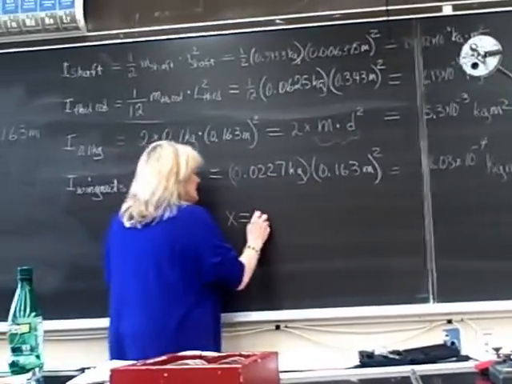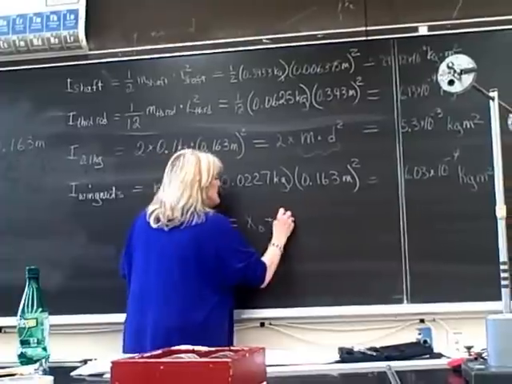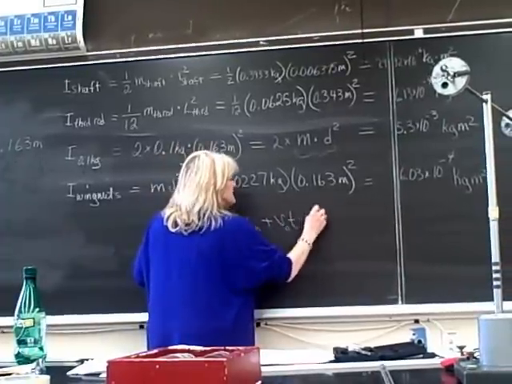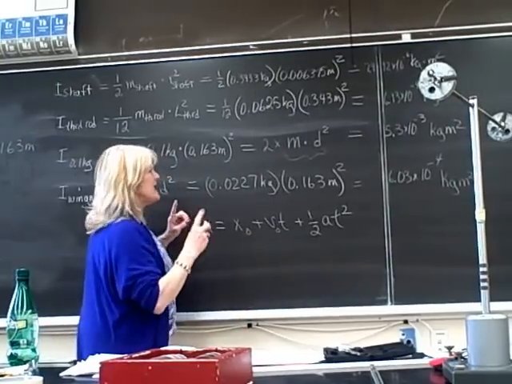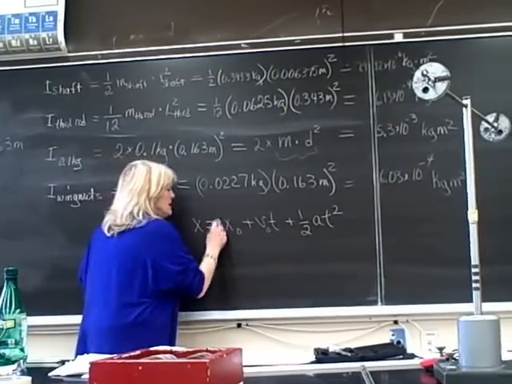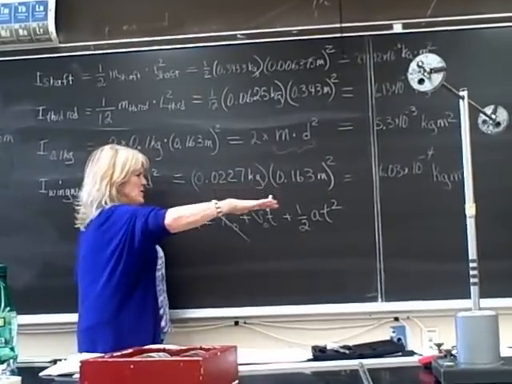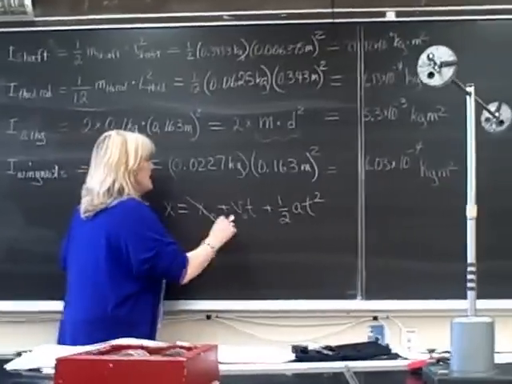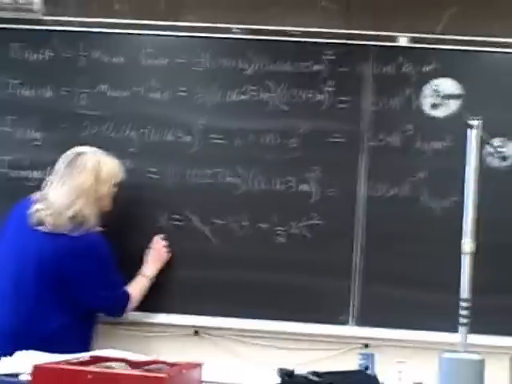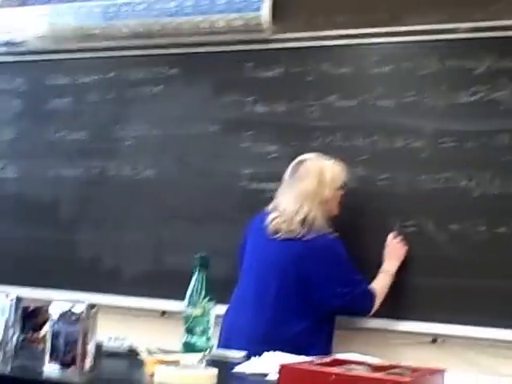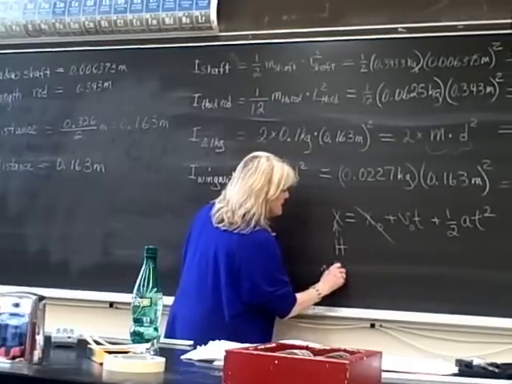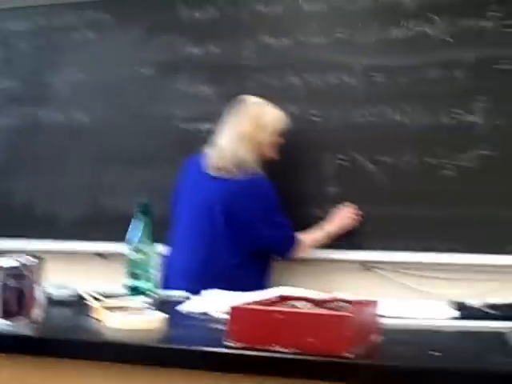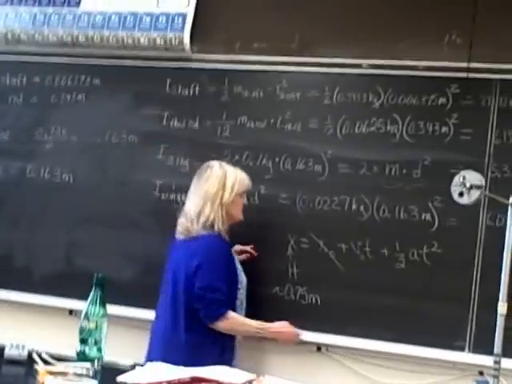x equals x0 plus v0t plus 1/2 at squared. So check it out. If you call the top 0, the top position, then this x becomes h, how high it's going to fall. And for you guys, that's going to be around 0.75 meters. It'll be around that, plus or minus a couple centimeters.